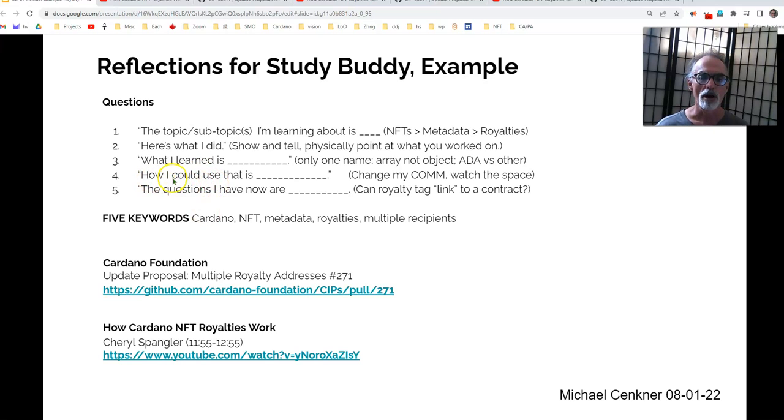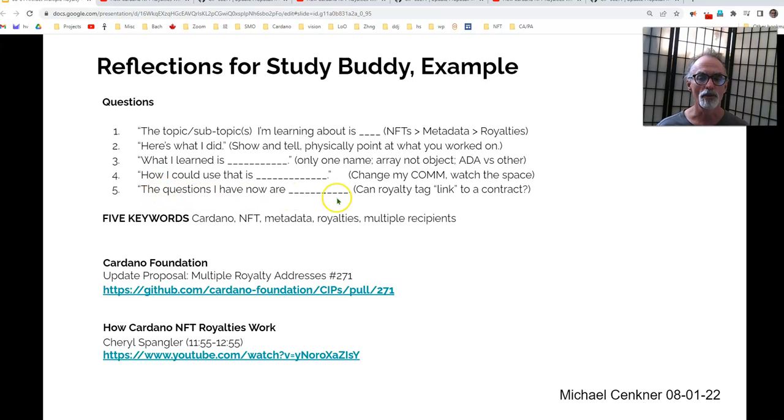Okay, so how I could use this information that you can only have one name on a royalties metadata line is I need to change my communication and not promise that I can have multiple because it's not really a thing. And I'm going to watch this space. Maybe it will become a thing. Maybe it's already a thing now, but it would involve a contract. So it'd be much more complicated and expensive than I had thought. Okay. So how I can use that is just change my own communication when I'm talking about it.